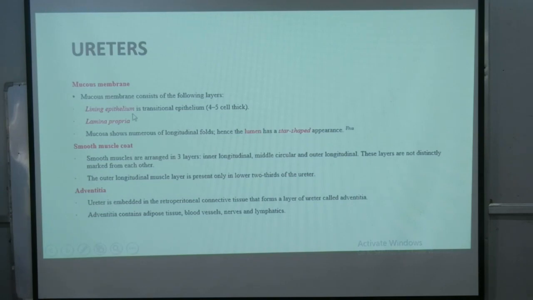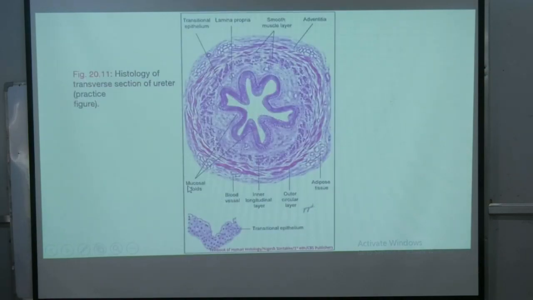Then we have the lamina propria, which is quite thick in this region. It lies deep to the lining epithelium, which is multi-layered, and takes a folding pattern. This folding pattern looks like a star-shaped area, so the lumen looks like a star-shaped lumen because of the folding of the lining epithelium. Then we have the muscle layer, which may be 2 or 3 layers depending on the sections, and then we have the outermost layer.